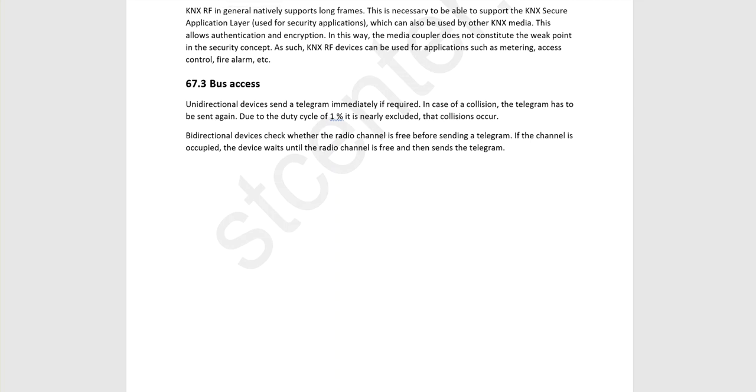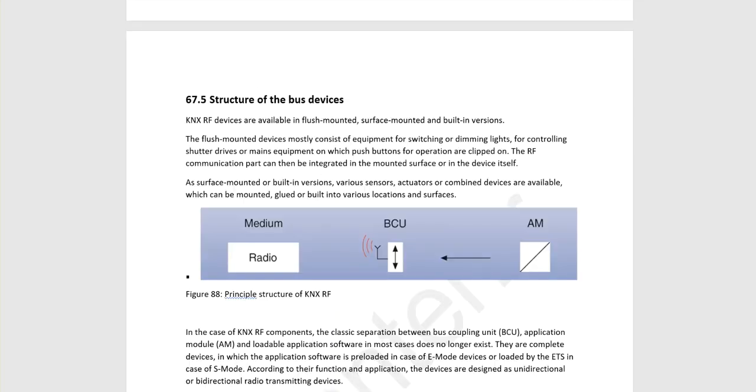Unidirectional devices send a telegram immediately if required. In case of collision, the telegram has to be sent again, but due to the duty cycle of 1%, it is nearly excluded that a collision occurs. Bidirectional devices check whether the radio channel is free before sending a telegram. If the channel is occupied, the device waits until the radio channel is free and then sends the telegram. This is for bus access.